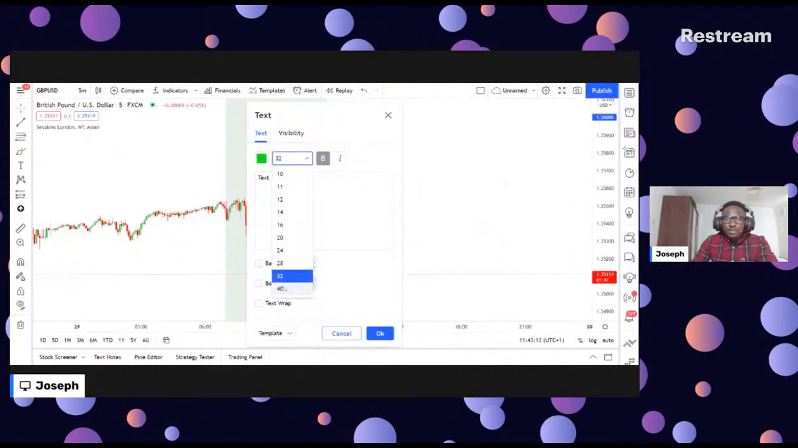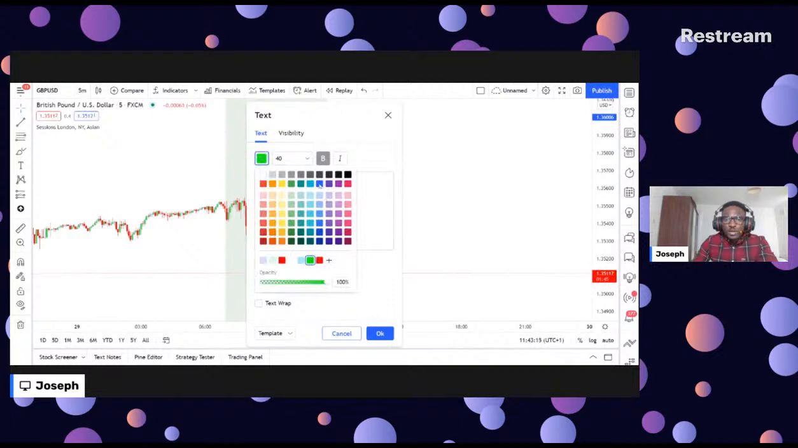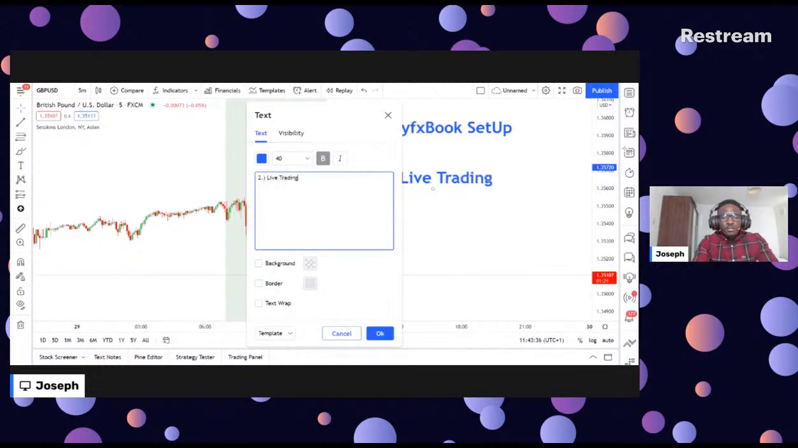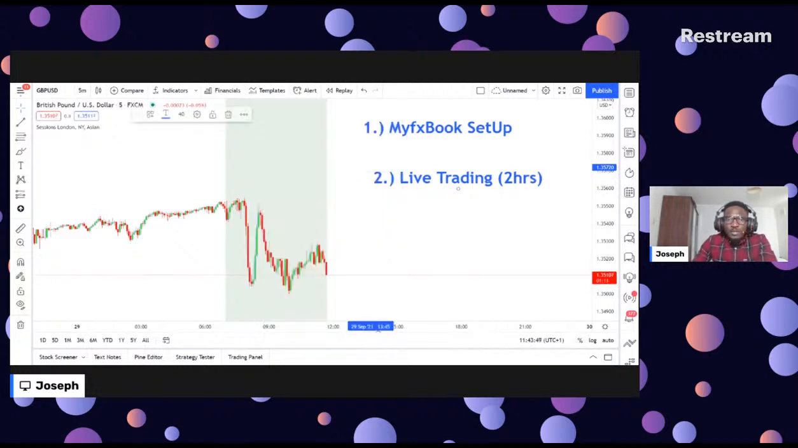Obviously, the first thing that I've already started doing is connecting this account to my Myfxbook. So, Myfxbook setup, and the second thing we're gonna do is live trading. That will last for a minimum of 2 hours, and it's going to be starting in about 17 minutes.